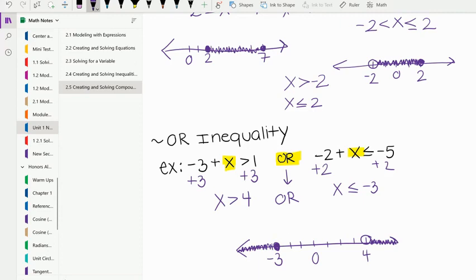So or is always going away from each other. So things that will make this inequality true are numbers like -3, -5, 4.15, but things that make it not true are 0, 1, 2, 3, 4. So anything in between makes it not true. Okay.